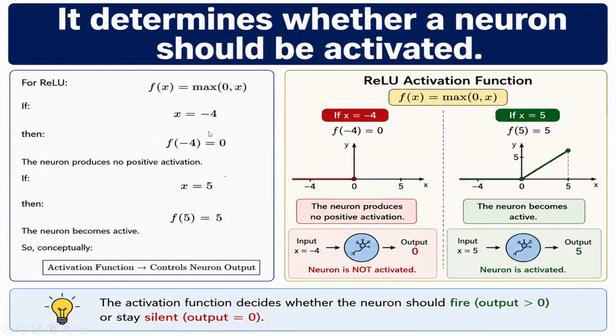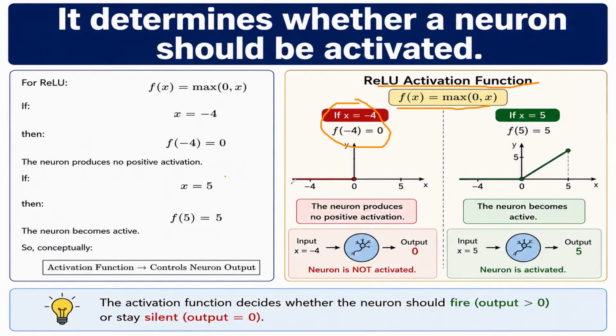Now next, it determines whether the neuron should be activated or not. So let us see an example here. Once the input is passed, it will decide whether to activate the neuron or not. In the first example, if x is equal to -4, f of -4 is 0. Actually, here the ReLU activation function is applied. So what is the ReLU activation function? The function is f of x is equal to max of 0 comma x. So here the x value is -4.